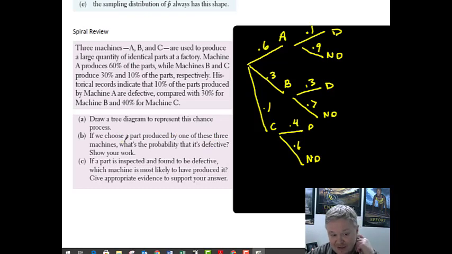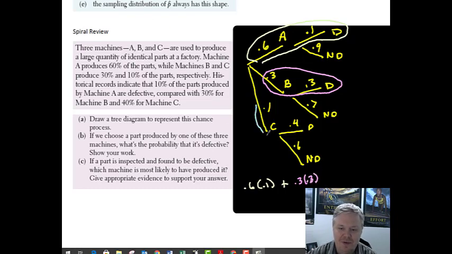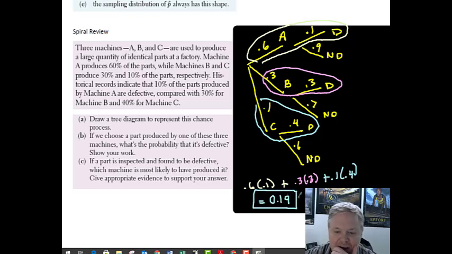That's part A. It says if we choose a part produced by one of these three machines, what's the probability that it is defective? Remember how we did this? We just went down each of the little avenues. That would be 0.6 times 0.1, and then we add the next group, defective, 0.3 times 0.3, and then our last subgroup, 0.1 times 0.4. That would be the probability that they are defective, which gives me a 19% chance.